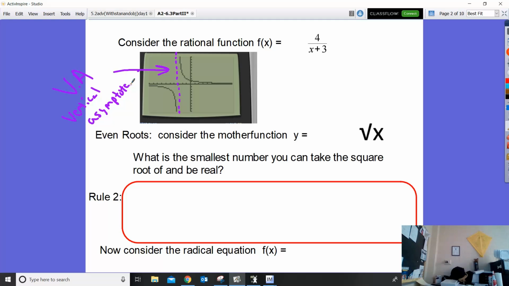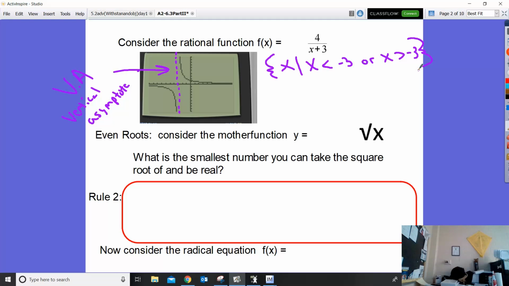But as far as the domain goes on this thing, X is allowed to be everything to the left of -3 and everything to the right. If you like inequalities, you write it like this. We've used this notation before. All values of X such that X is less than -3 or X is greater than -3. I'm not a huge fan of that notation. It's called set builder. It just uses inequalities. I love intervals. Intervals are easier.